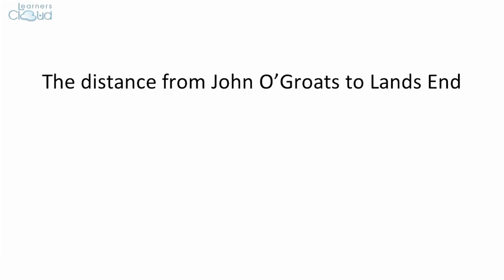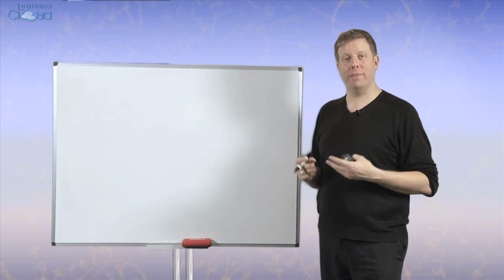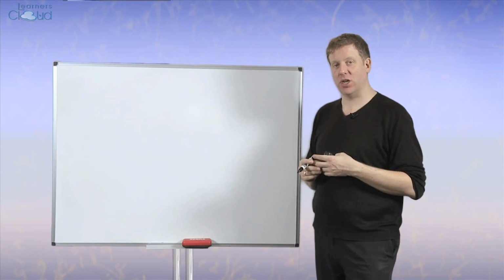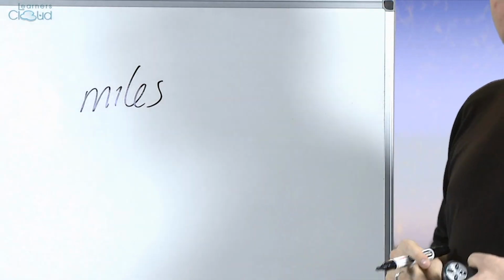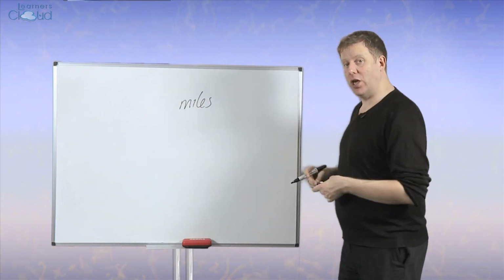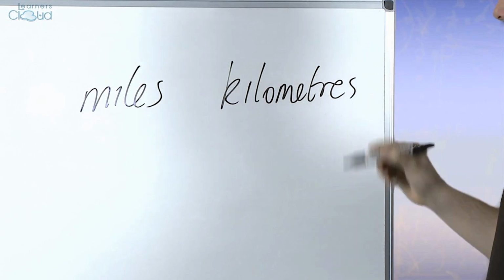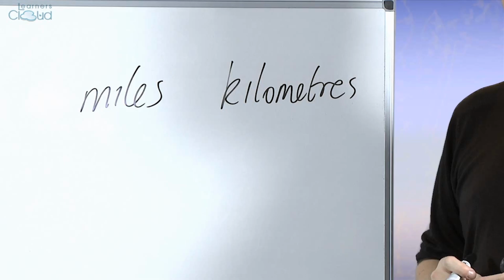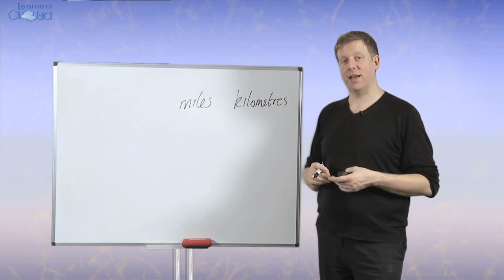The distance, next one, from John O'Groats to Land's End. Because that's quite a significant distance, we wouldn't measure it in inches or centimetres, for example. It's going to be in a much bigger unit of measure. So an imperial unit would be miles. But our metric unit would be kilometres. So centimetres or metres wouldn't be appropriate in this case, and likewise inches wouldn't be appropriate in the imperial case. Miles or kilometres are the best lengths to use.